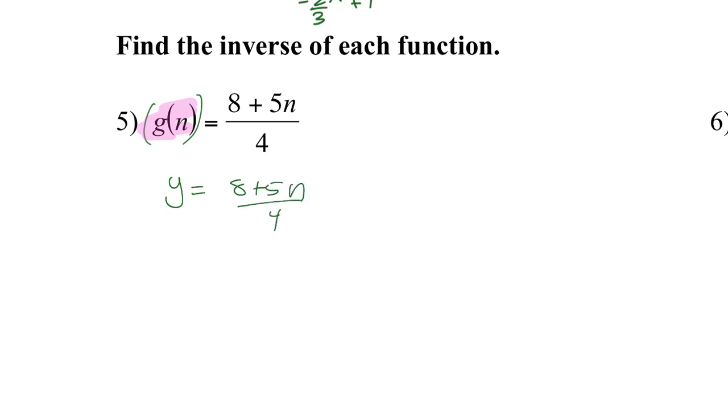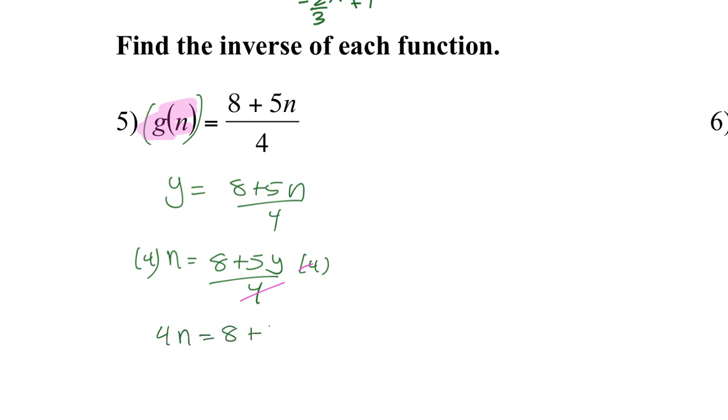Then I'm going to switch. I'm going to flip those variables. So wherever there's a y, I'm going to write an n. Wherever there's an n, I'm going to write a y, and I'm going to solve for y. So I'm going to start by multiplying times 4 on both sides. As you can see, I'm now doing the opposite operation over here. I was dividing by 4, now I'm multiplying times 4. So I got 4n.